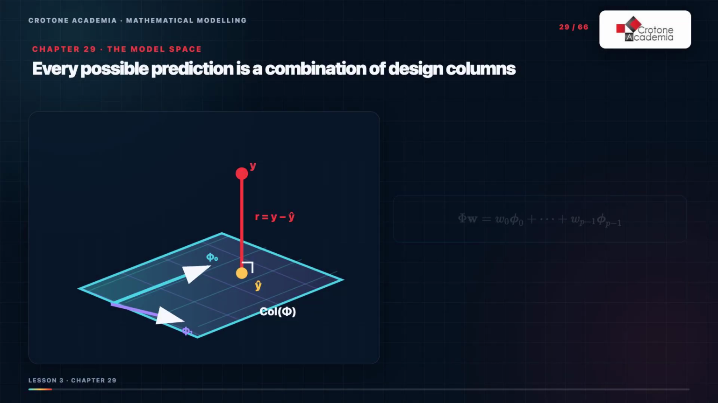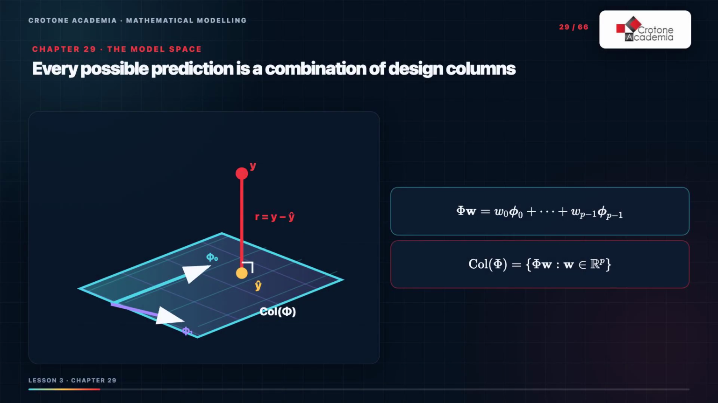Let the columns of phi be phi 0 through phi p minus 1. Multiplying by w forms a weighted combination of those columns. Therefore, every prediction vector belongs to their span, called the column space of phi. This is the complete set of output vectors the selected model can produce at the observed inputs. Changing w moves within this model space. It cannot move outside it.